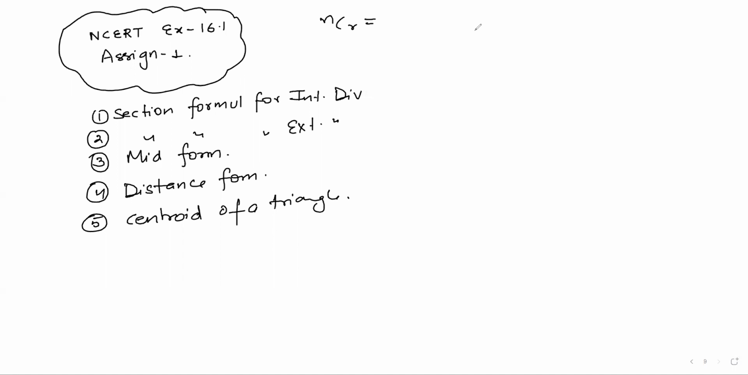Yes, sir. It's n factorial by r factorial into n minus r factorial. Okay, what is NPR? It's n factorial by n minus r factorial. Okay, if NCX is equal to NCY, what are the two conditions? If X is equal to Y, then what is the next condition? X plus Y is equal to N. Very good.